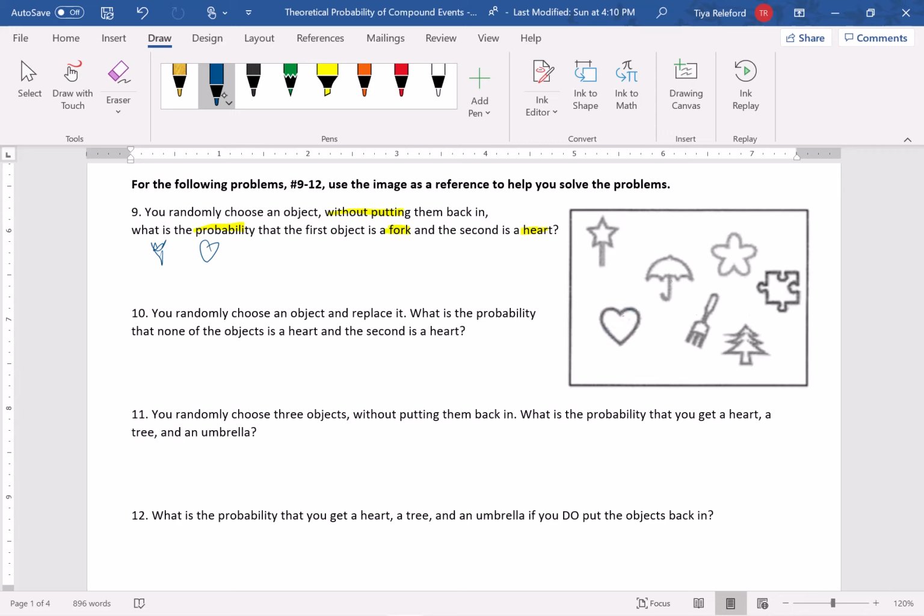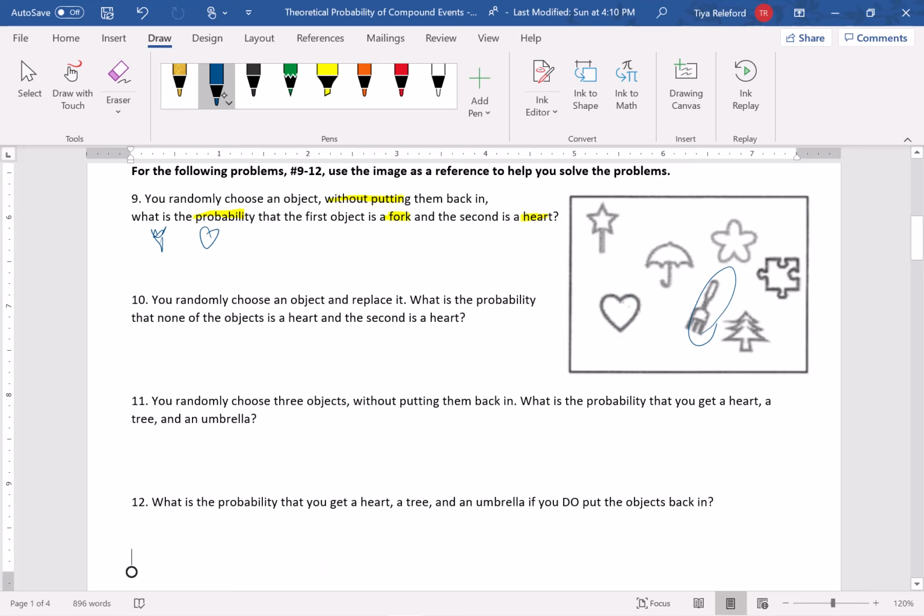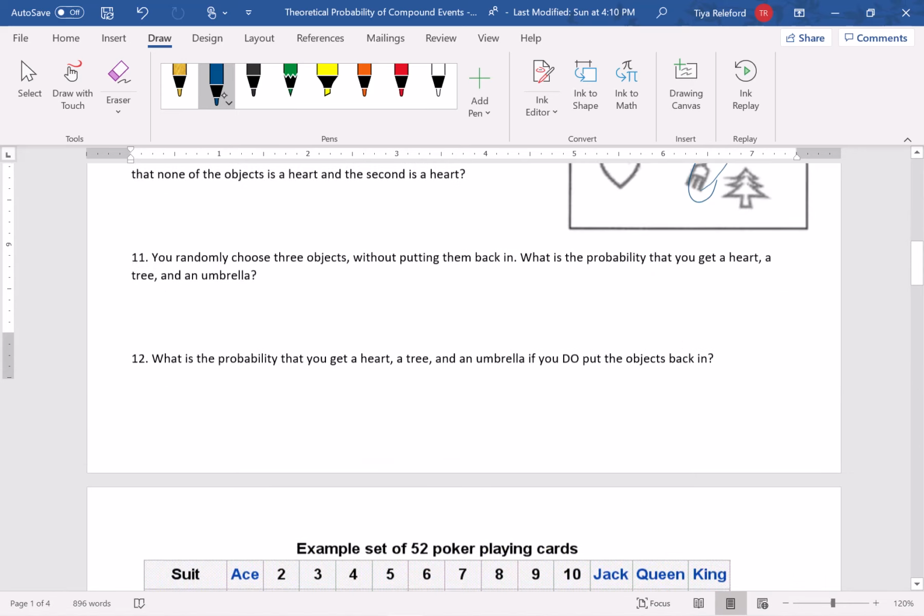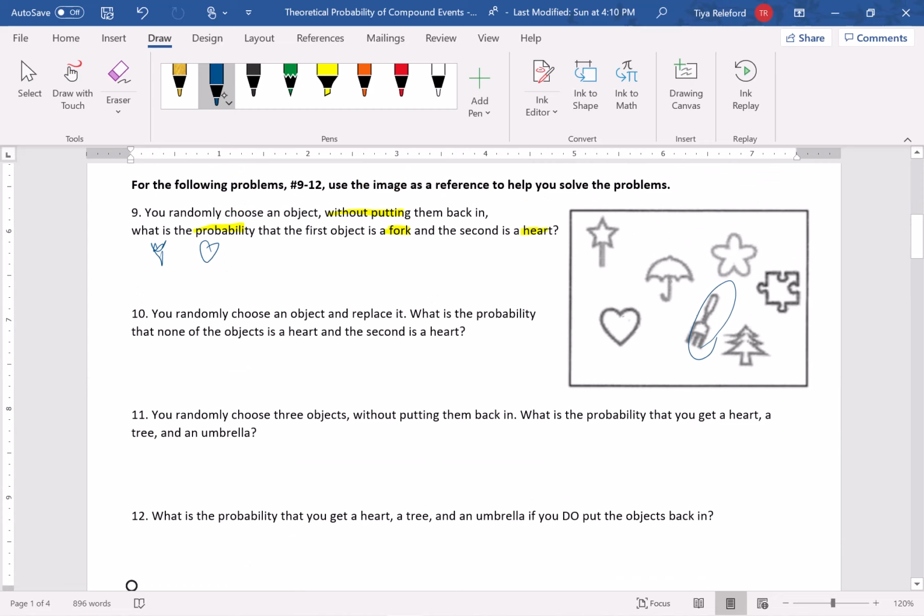What is the probability of getting a fork? That is 1 out of 7. Now we take the fork out. What's the probability of getting a heart? 1 out of 1, 2, 3, 4, 5, 6. Now this is what you're going to do. You're going to multiply 1 times 1, 7 times 6. Ta-da! Not too bad.